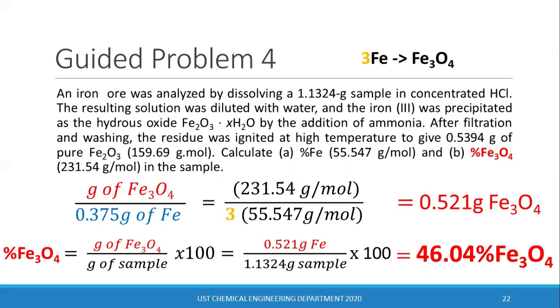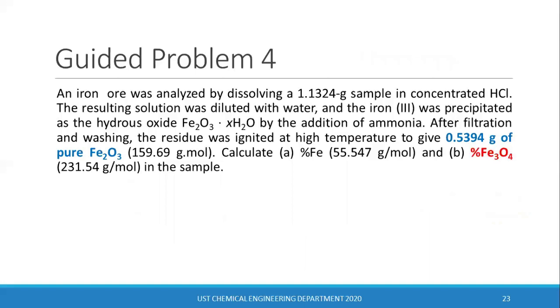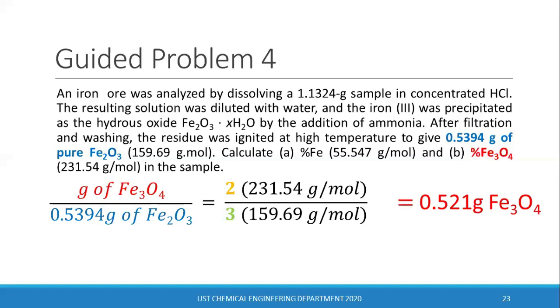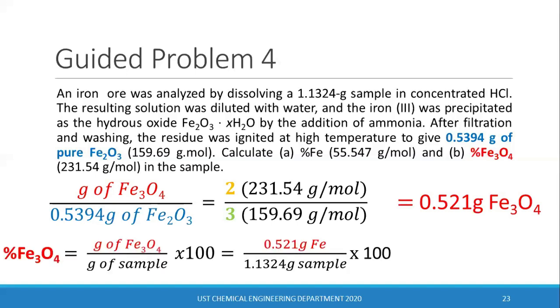Now, we will try to solve this percent magnetite using the chemical reaction approach. Substituting the given mass of hematite instead of the calculated mass of iron will result to 0.521 grams magnetite. If you can remember from last slide, the same amount of magnetite was also obtained. Thus, solving again for percent magnetite, we should get the same answer, which is 46.04% magnetite.